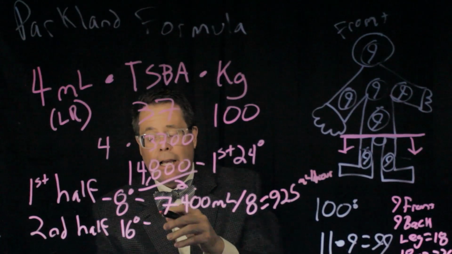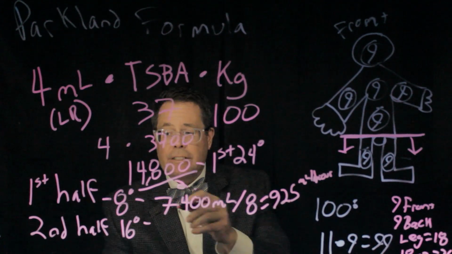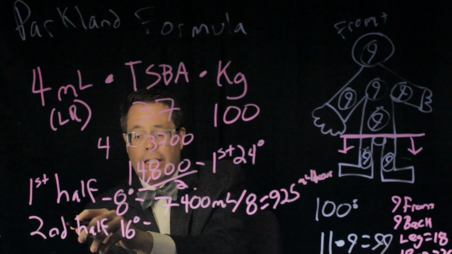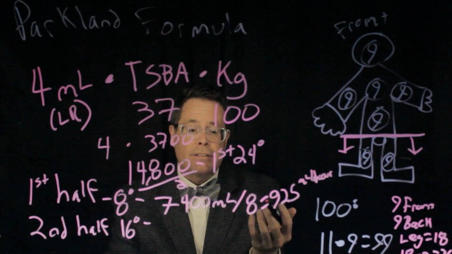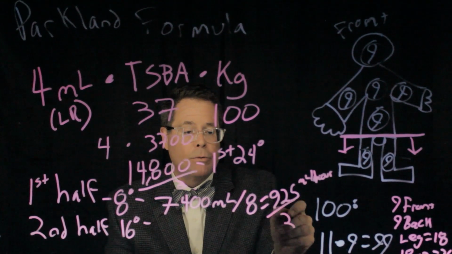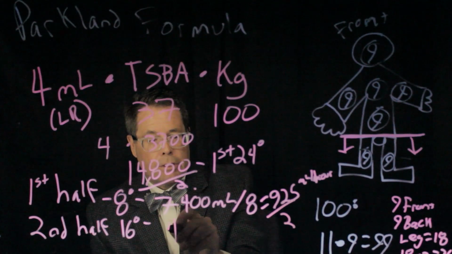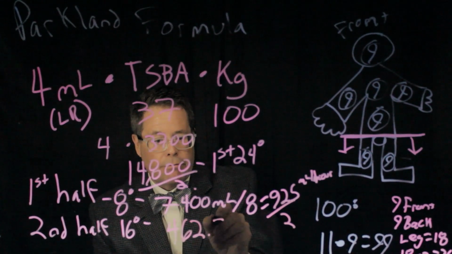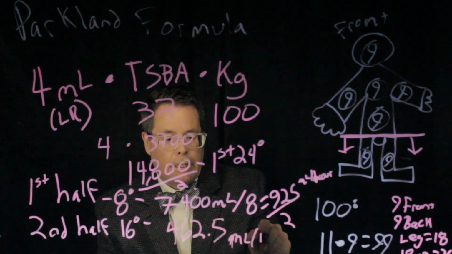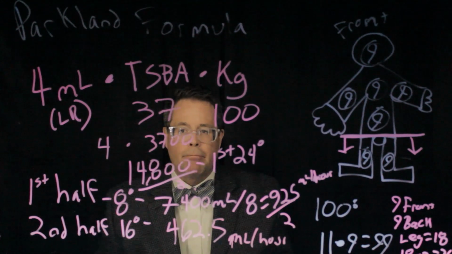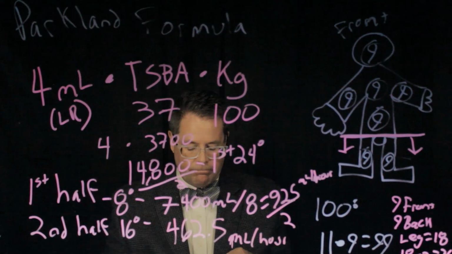Then the easy way to calculate how much you're going to need for the next 16 hours is if we give the first half in 8 hours, we're going to give the same amount but only over 16 hours, so we're going to give it twice as long, so we can just divide that by 2, and then that's going to be equal to 462.5 mils per hour. And that's how we're going to give that. I'm going to clean this up and then I'll kind of show you again the formula.